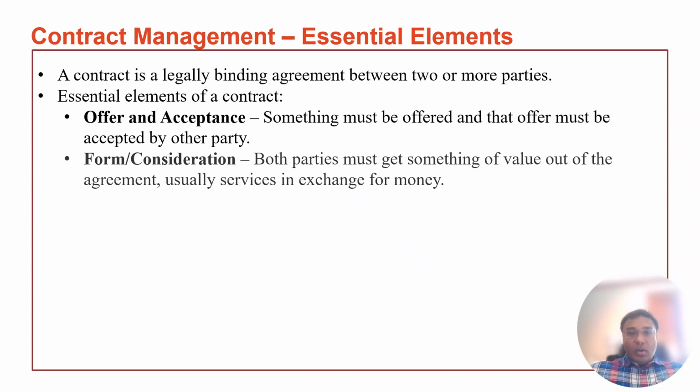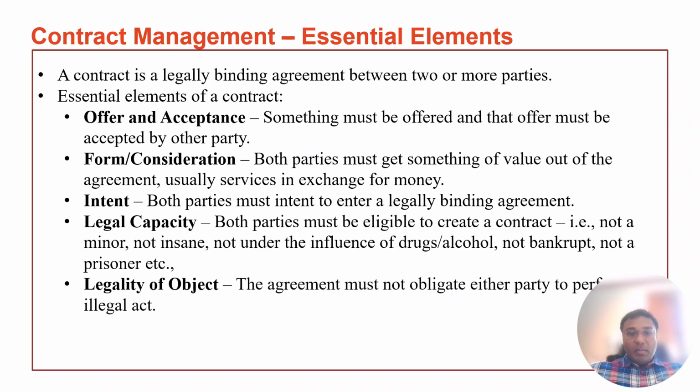Now we look onto contract management. What are the essential parts of contract management? Contracts are legally binding agreements between two or more parties. There are several essential elements that make a contract enforceable. First, there must be an offer and acceptance. Second, there must be consideration, something of value exchanged, typically goods or services for money. And the third is that both parties must intend to create a legally binding agreement.